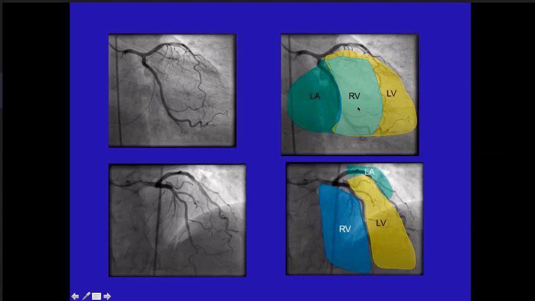Now, you must be able to identify the chambers. Where is the LV here? Look for the LAD. Anything on the left side of the LAD is LV, shown in yellow here. Anything on the right side of the LAD is RV, but only up to the AV groove. What is lying in the AV groove? Circumflex. Yes. So now you know where the LV is, you know where the RV is, and behind the circumflex is LA, shown here. Okay.